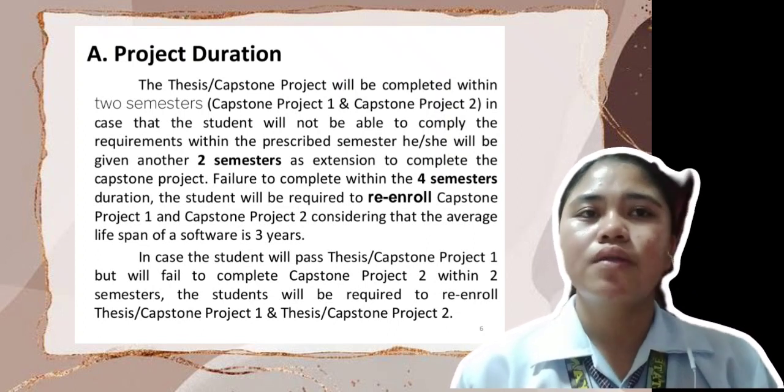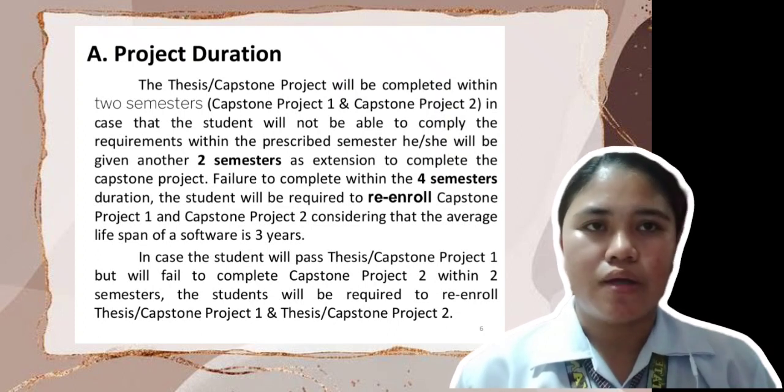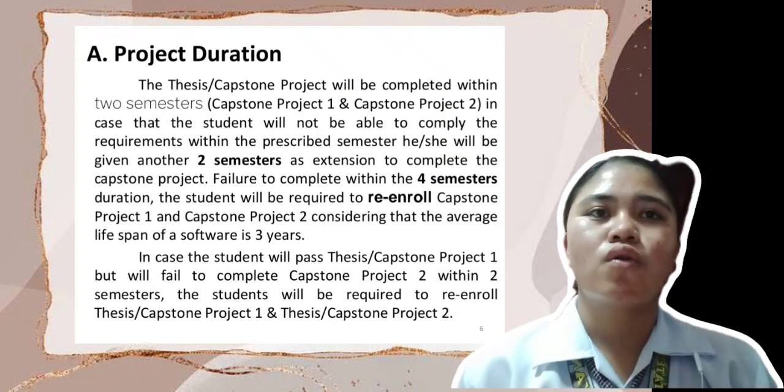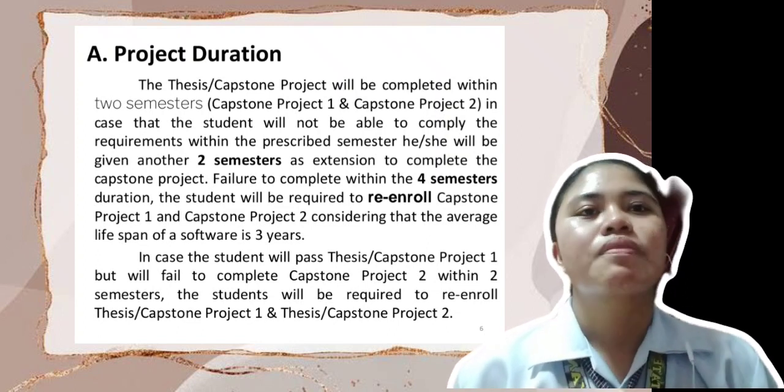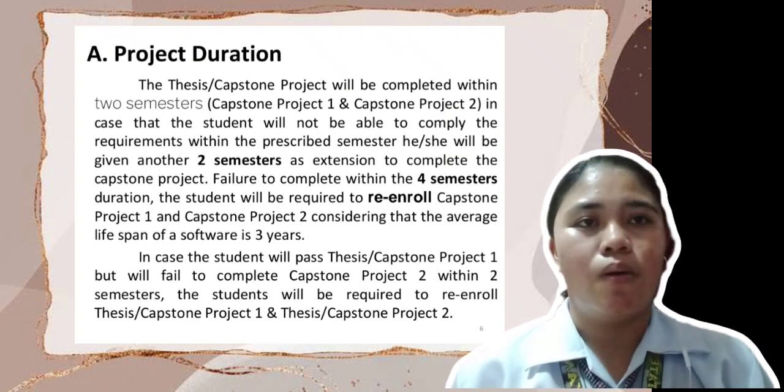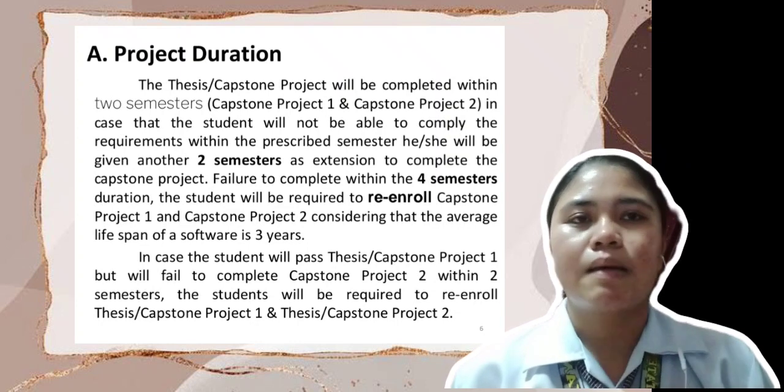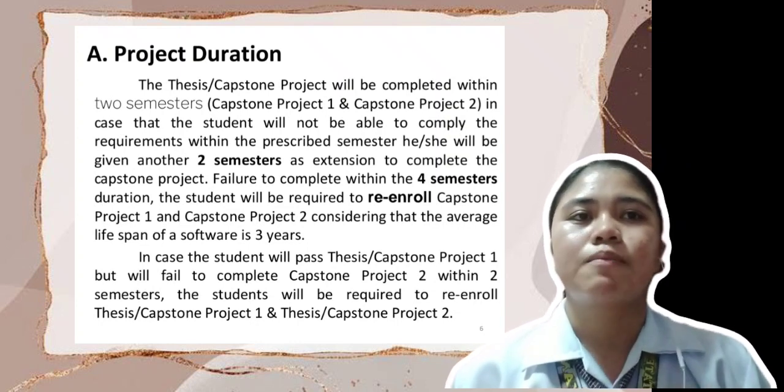In case the student passes thesis Capstone Project 1 but fails to complete Capstone Project 2 within 2 semesters, the student will be required to re-enroll in thesis Capstone Project 1 and thesis Capstone Project 2.